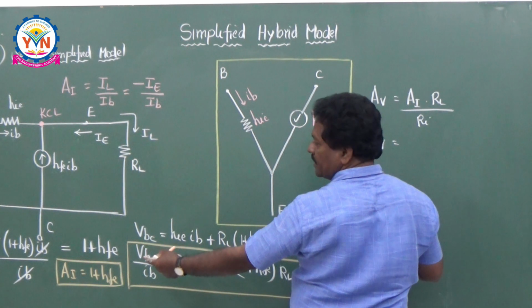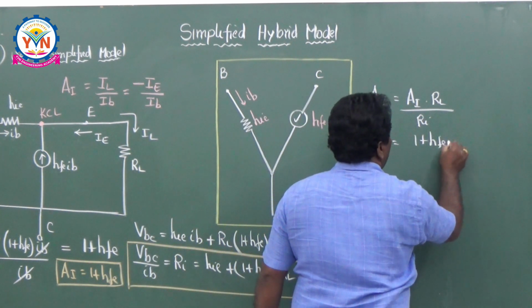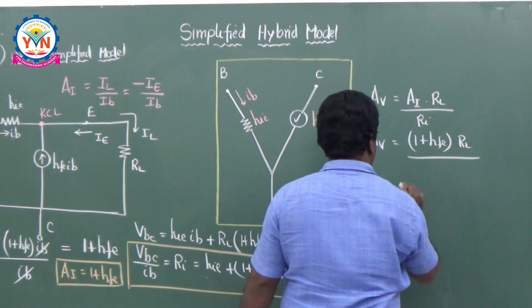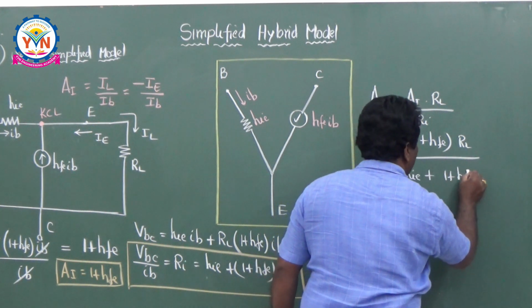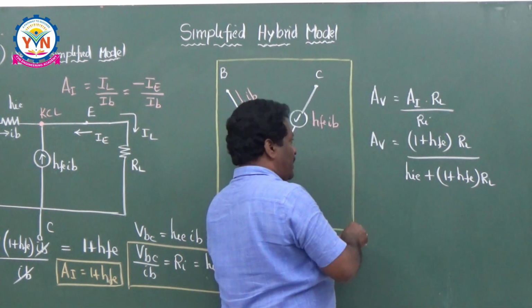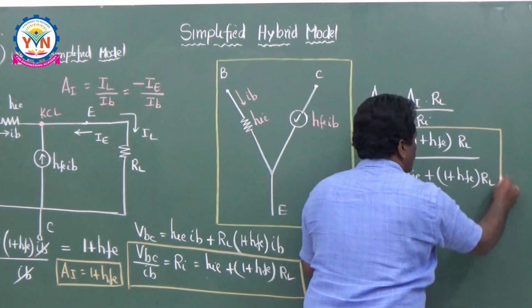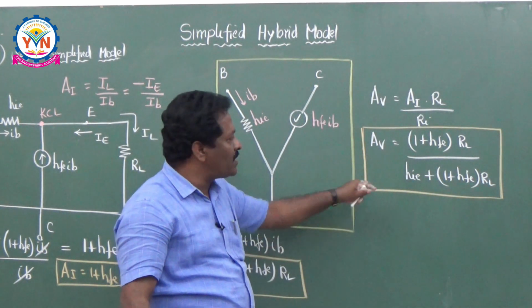What is AI? AI you got it here. This is 1 plus HFE into RL divided by, what is RI for this? RI is HIE plus 1 plus HFE times RL. This is nothing but your voltage gain expression, you got it. So you got the current gain, input resistance and voltage gain.